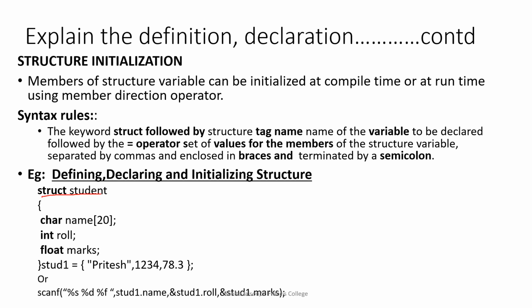So after defining the structure, along with that we are not ending with a semicolon. Along with that we are declaring a structure variable called stud1, and then we are initializing the members of this struct of student1 with the three values, that is one for the first member variable, two for the second, and three for the third. So this will be during the compile time, if you want to define, declare and initialize the structure.